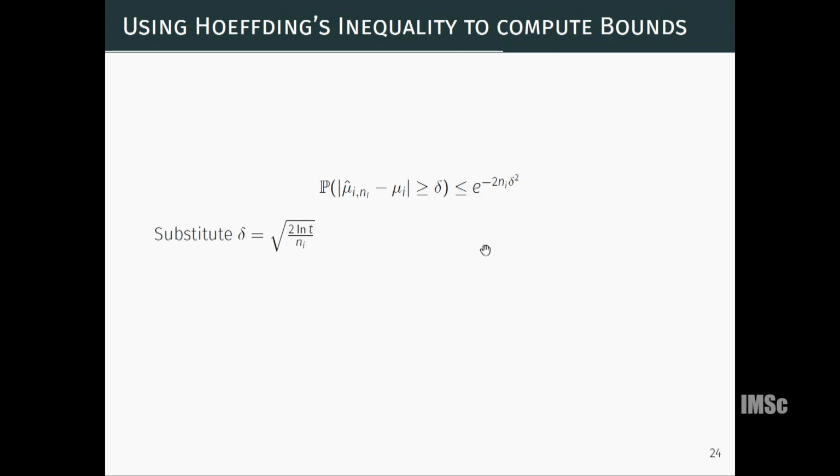Now what I do, I just somehow magically substitute my delta to be square root of 2 ln t by Ni. Why I am substituting will be clear when we do regret, but right now just assume that magically I have done this. If I substitute this delta, I get t to the power minus 4, which is pretty low if t is very high. And this is good because it tells me as t goes higher and higher, the probability that the estimated mean is very far from the true mean, this should be mu i, sorry, my mistake, has very little probability.